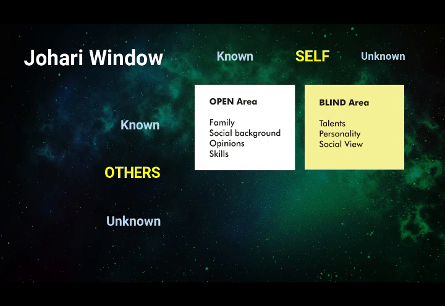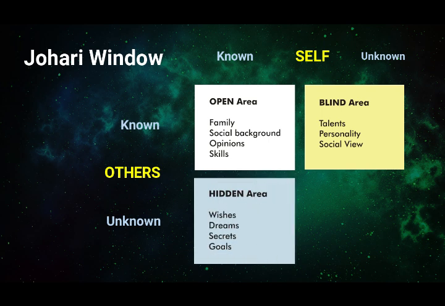The next area is something which is known to ourselves but unknown to the world. This is called the hidden area. What are these areas? These are things which we don't share, but we are aware of and we don't tell people, such as our wishes, our dreams, the secrets that we carry, the goals that we have. These again are formed based on our own conditioning and layers of conditioning over the years. Based on that, we create our own wishes, dreams and secret goals, whether or not they are aligned with reality and with the universal fact.